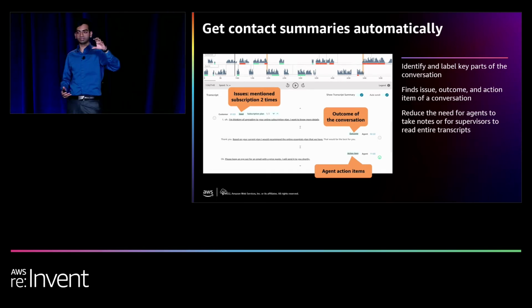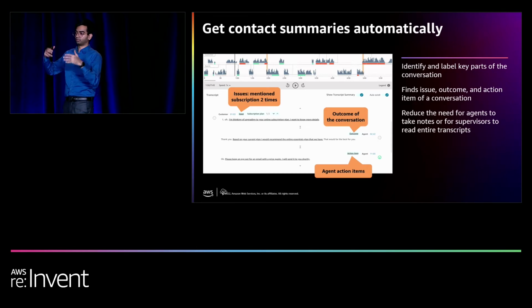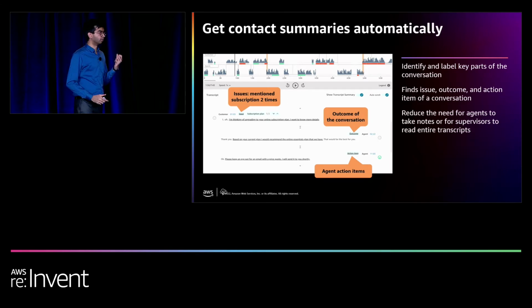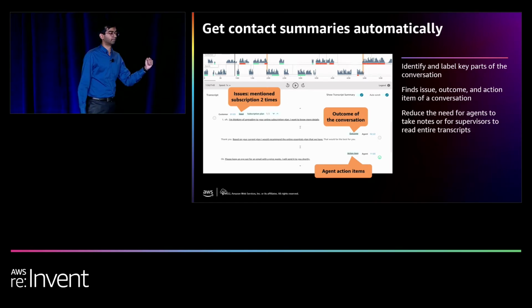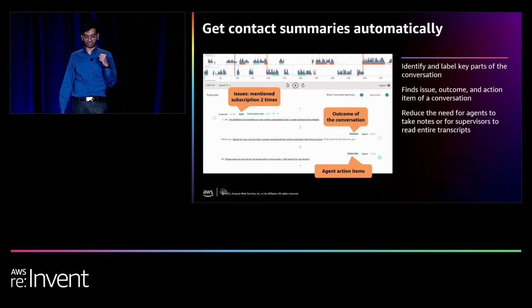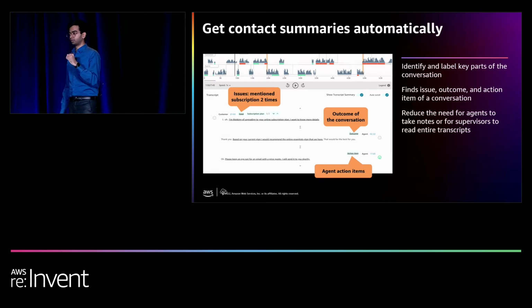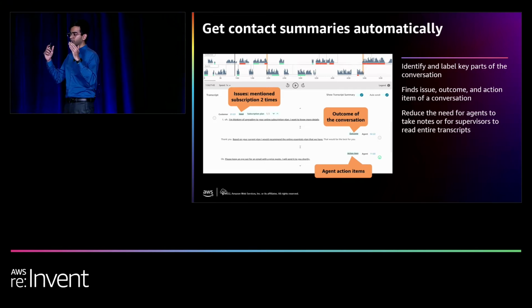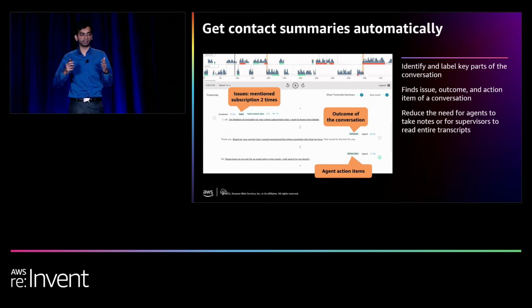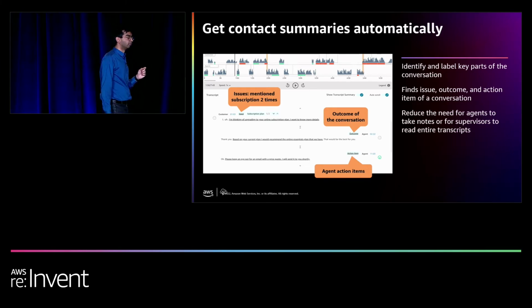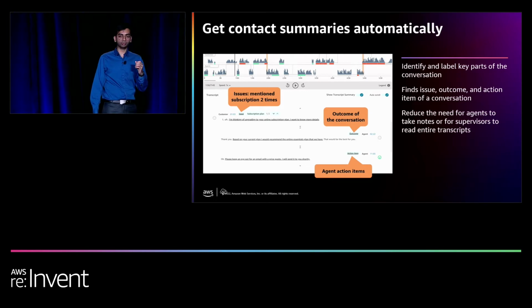So you can focus on the call summary, and if you want to dive deeper into the entire transcript, at the click of a button, you can go down to that full transcript view. One of the key benefits of this summarization capability is that it reduces the need for your agents to take notes during the conversation. So they can give their full attention to a customer while they're on that particular contact. It also reduces the need for your supervisors to read the full transcript.